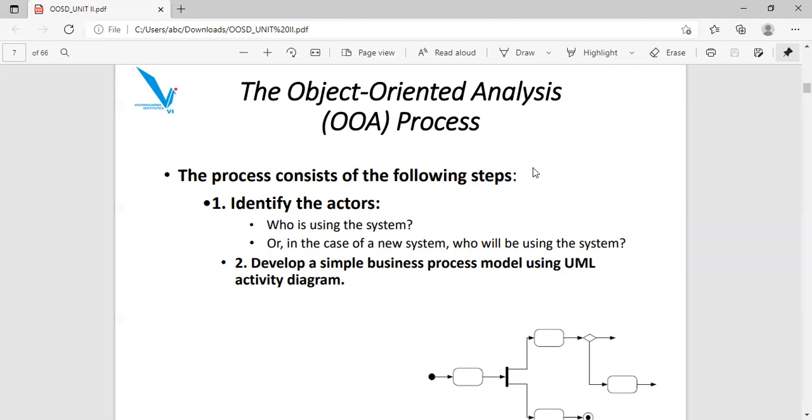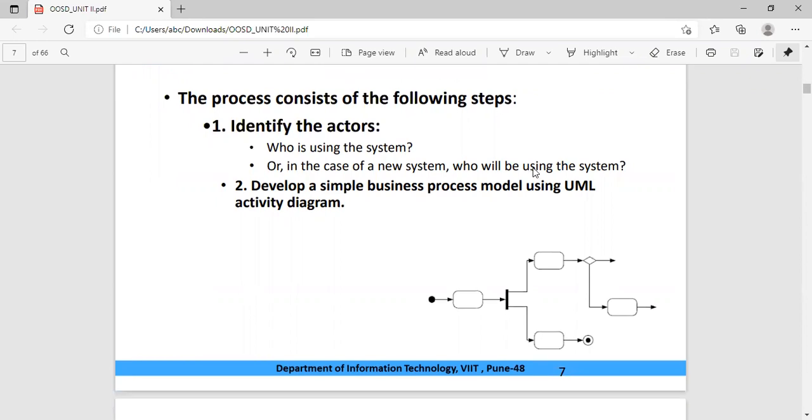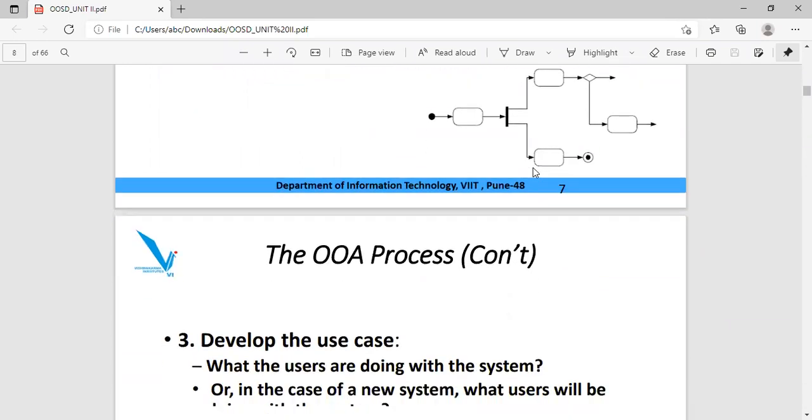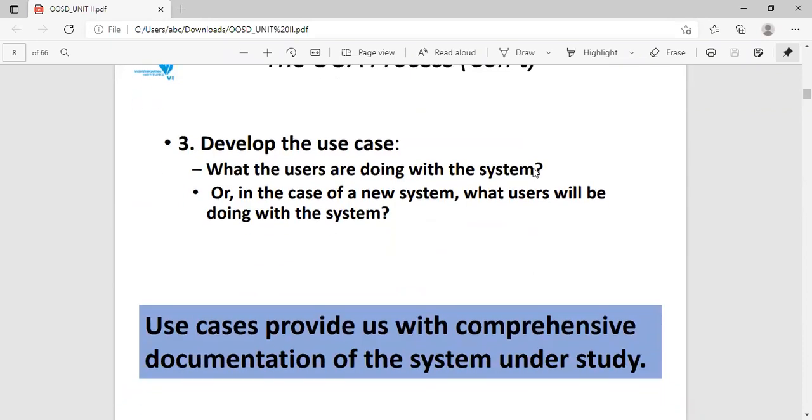This is the most important part, and it is developed with the help of a business process model using a UML activity diagram, and by a simple process model. This is a simple application wherever we consider anything being developed for the software, and then we have to understand the UML. In that UML, basically we have to understand the use cases. We are required to develop the use cases.